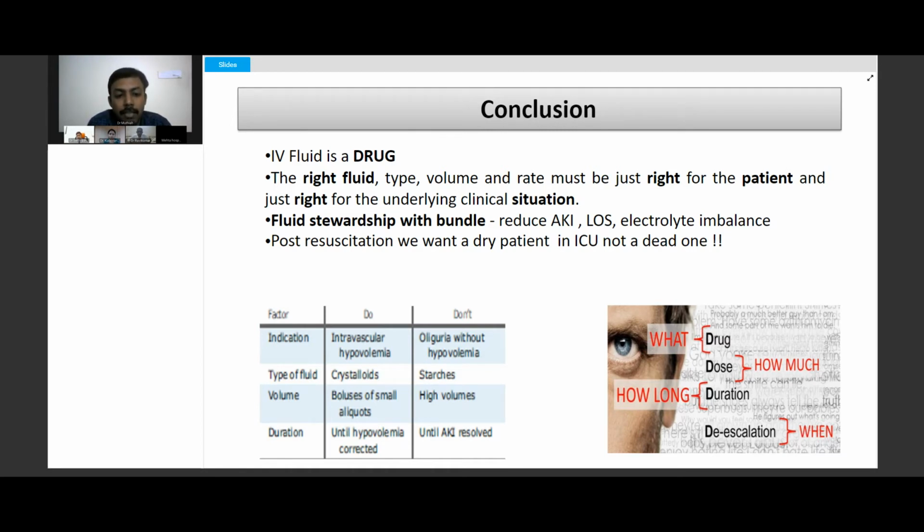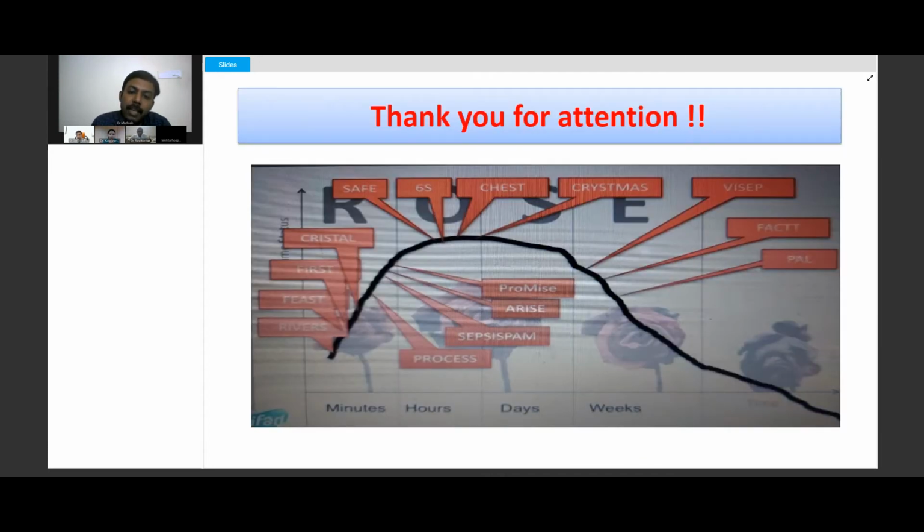So the do's: for intravascular hypovolemia, we can give fluids, and we prefer crystalloids, and we prefer small boluses, and only until hypovolemia is corrected, not until AKI resolves. Thank you. We have done so many studies in various phases of fluid resuscitation. Still, there are so many unanswered questions. Thank you for your listening.